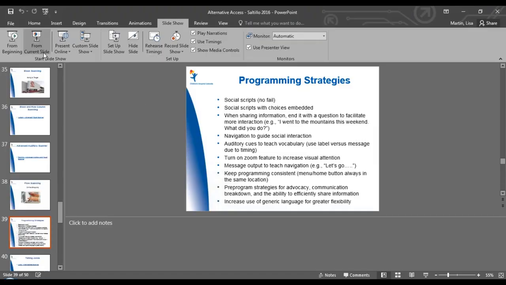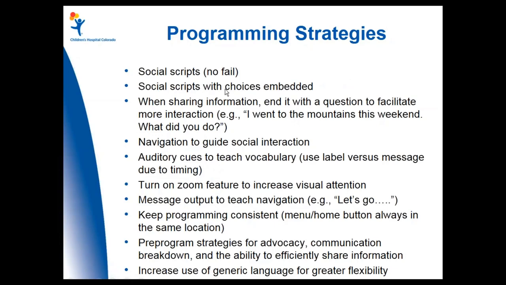And then I just wanted to review some of the kind of programming tricks that I used. The first one was kind of the social script, the no fail, kind of like a step-by-step. So it's cause effect, but lots of participation. And then the next step would be the social scripts with those choices embedded. Remembering when sharing information to end it with a question or a guided sentence to get more information back from the communication partner.